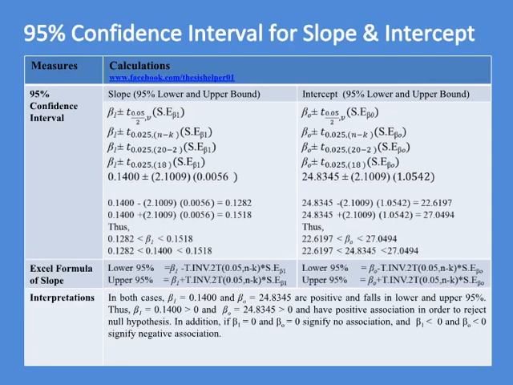Interpretations. In both cases, the slope equal to 0.1400 and the intercept equal to 24.8345 are positive and fall within the lower and upper 95% bounds. Thus, the slope 0.1400 is greater than 0 and the intercept 24.8345 is greater than 0, which shows a positive association, so we reject the null hypothesis. In addition, if the slope equals 0 and the intercept equals 0, it signifies no association, and if the slope is less than 0 and the intercept is less than 0, it signifies a negative association.